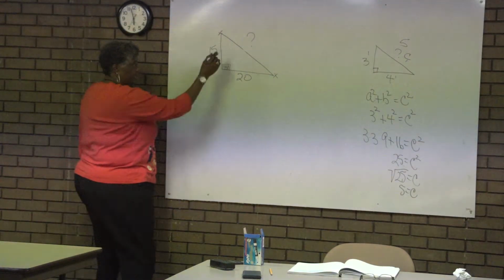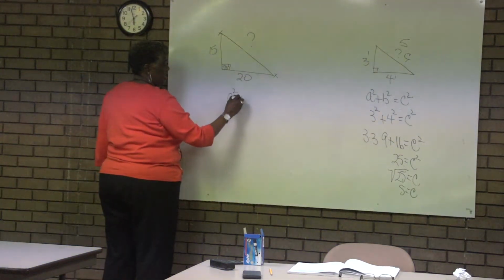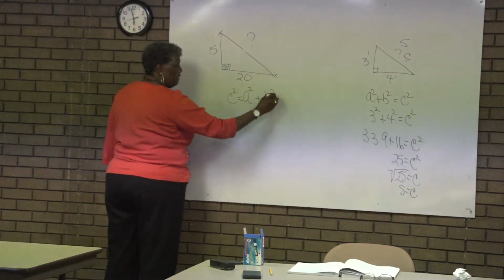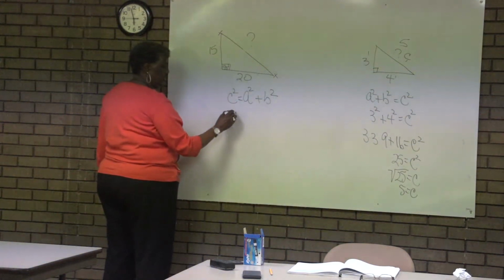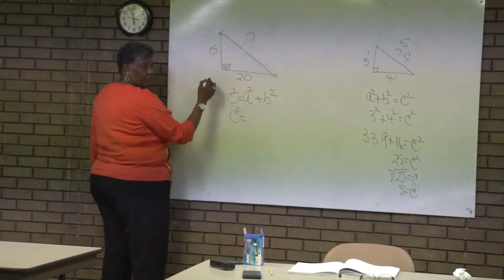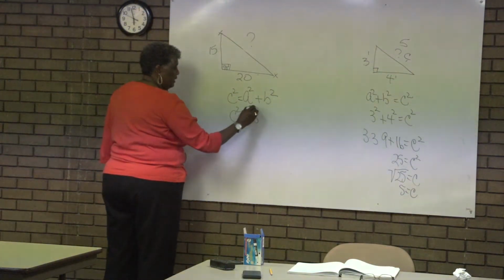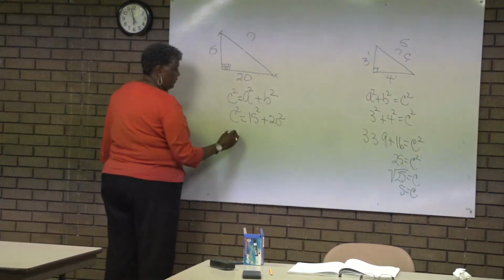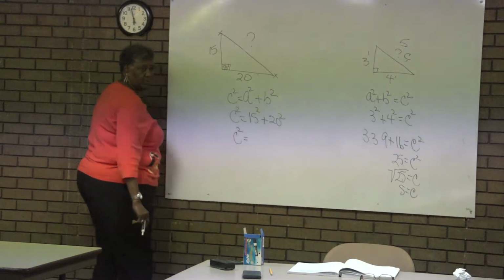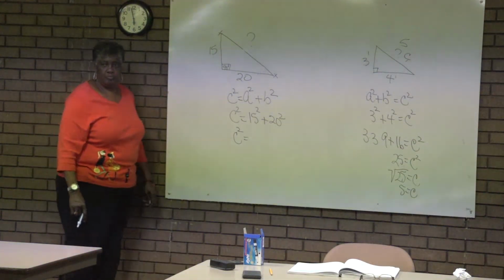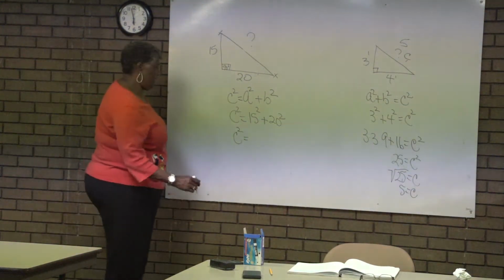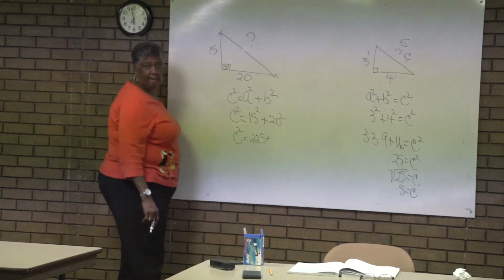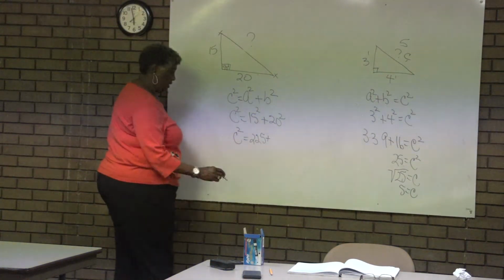What we know is that this times itself is equal to A times itself plus B times itself. Okay, we don't know that one, so we're still looking for it. One of them is 15, right? The other one is 20. Those of you with calculator, multiply 15 times 15. 225. 20 times 20? 400.